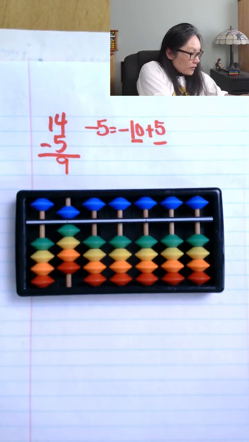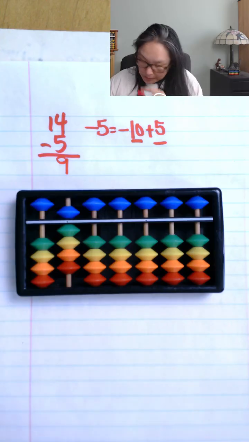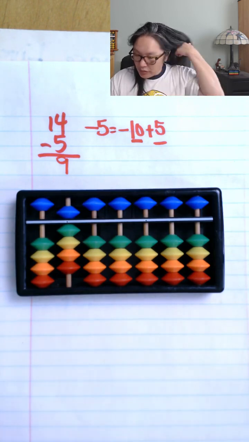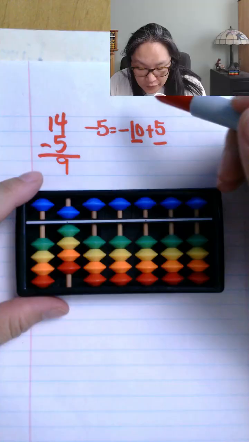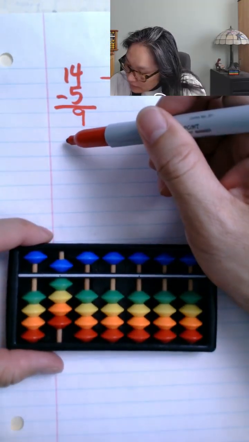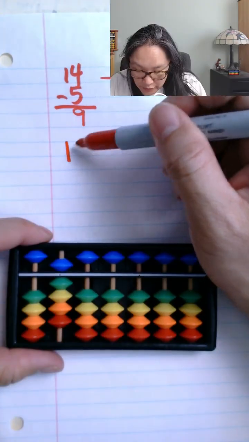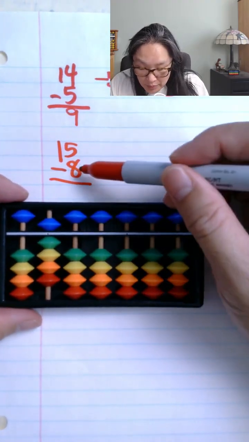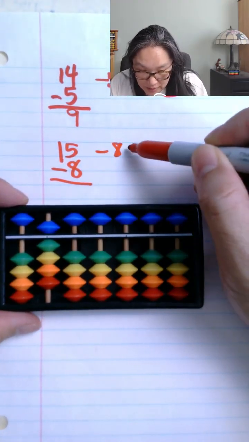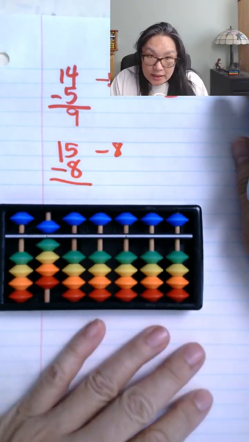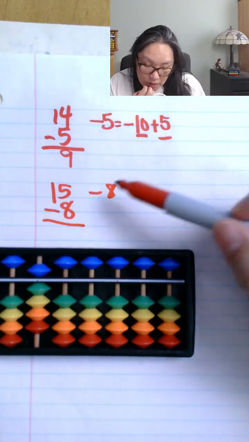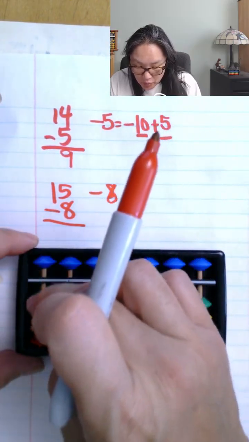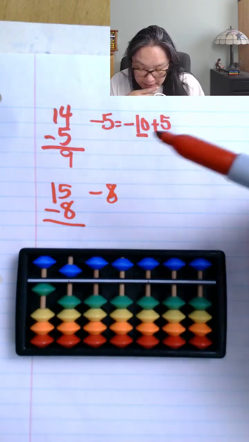Let's see. We can do another one. Okay, we'll do this one. We'll do 15, take away 8. Same thing. How do we minus the 8? What is the formula to minus the 8? It's very similar to the 5. If we don't have enough beads, we have 1 and 5. If we don't have enough beads to minus the 8, what do we do?